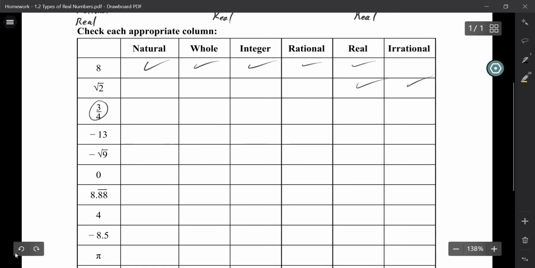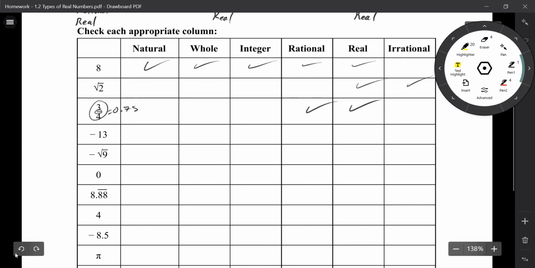Now 3/4 here. 3/4 is just expressed using a fraction. That would simplify down to 0.75, which would tell me it is rational and it's real. It's not an integer because it is expressed using that fraction, that bar right there.